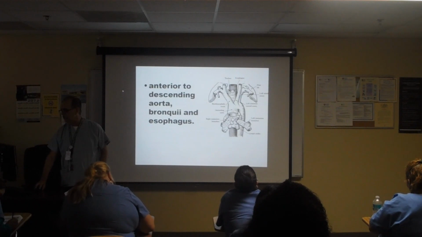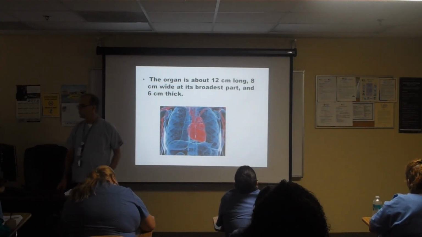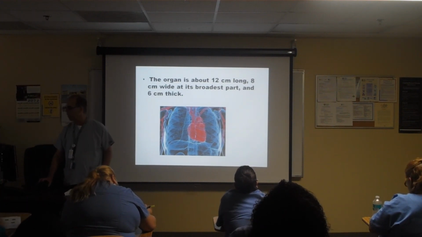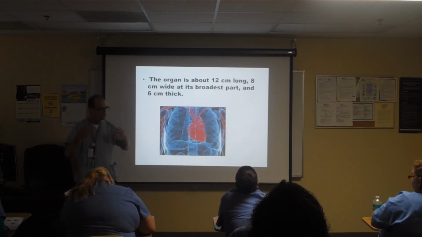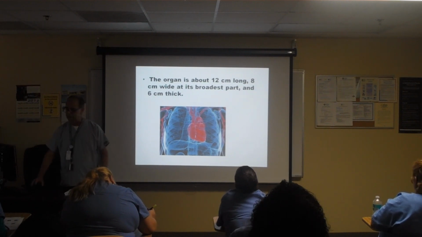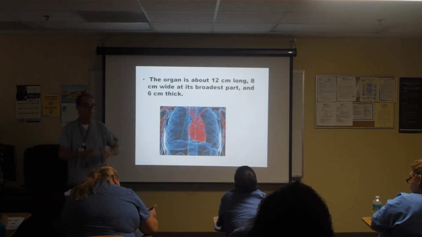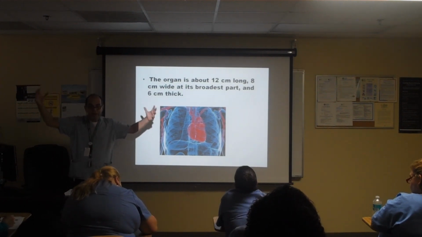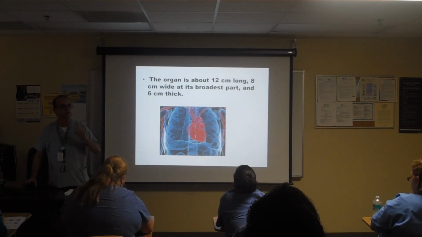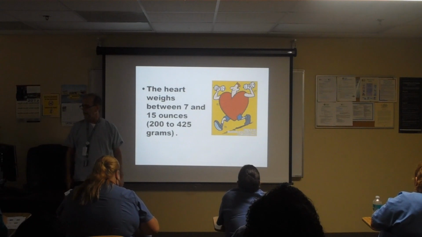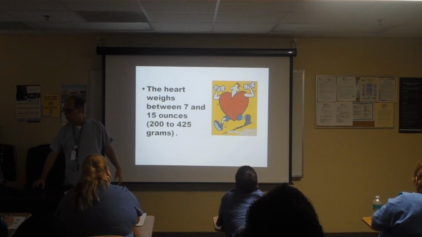Anterior to the descending aorta, bronchi, and esophagus. The organ is about 12 centimeters long, 8 centimeters wide at its broadest part, and 6 centimeters thick. It's little. The heart is not big. When the heart is big, the person has a dilated cardiomyopathy. In other words, the cavities of the heart are bigger or the muscle is bigger, but normally a good heart is little, it's not big. The heart weighs between 7 and 50 ounces.